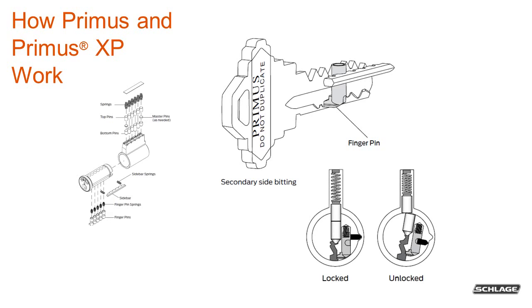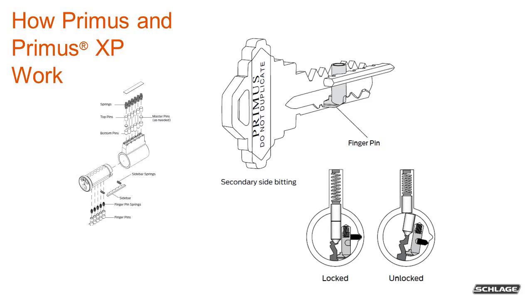so that the notches in the sidebar align with the notches in the back of the finger pins. When all notches on the sidebar and back of the finger pins are aligned, and the regular pins are aligned at the shear line, the plug is free to rotate. This secondary bitting and the use of the side pins make this lock more resistant to picking.